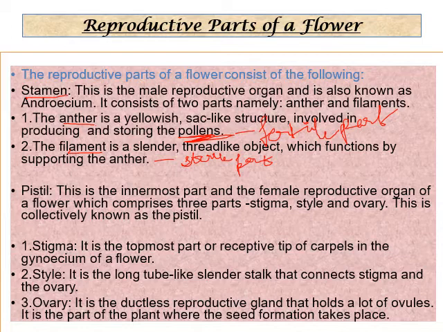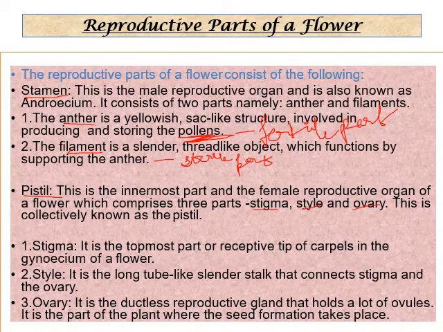And if we talk about the female part of the flower, I am talking about the pistil. If I'm talking about the pistil, I'm talking about stigma, style and ovary. This is the innermost part and the female reproductive organ of a flower, which comprises 3 parts: stigma, style and ovary. This is collectively known as the pistil.